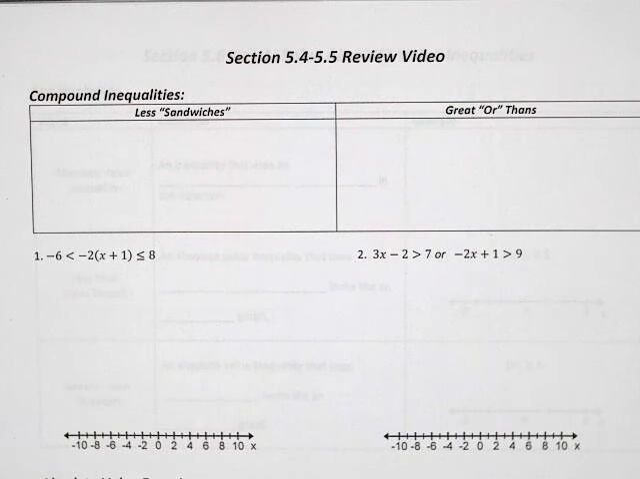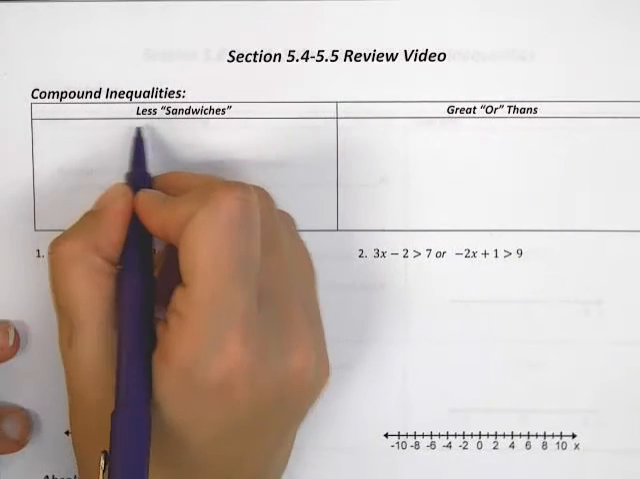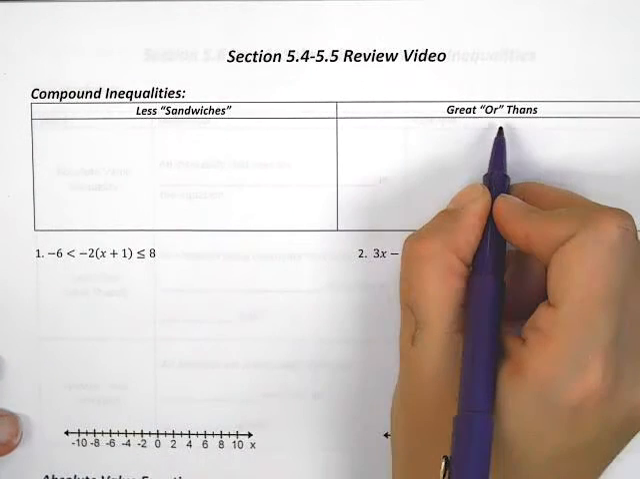So, this video is going to be a short summary of everything that we've learned in section 5.4 and 5.5 before we start moving on to combining these two sections in section 5.6. Let's start with compound inequalities. Compound inequalities come in two versions. We called the first one less sandwiches and the second one great or thens.